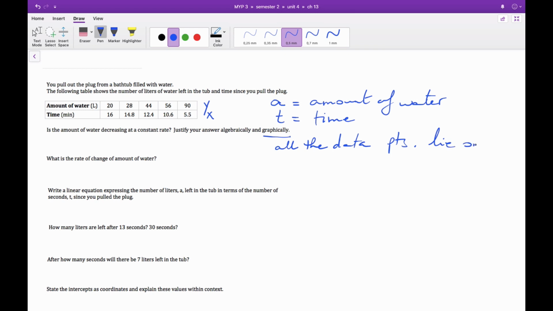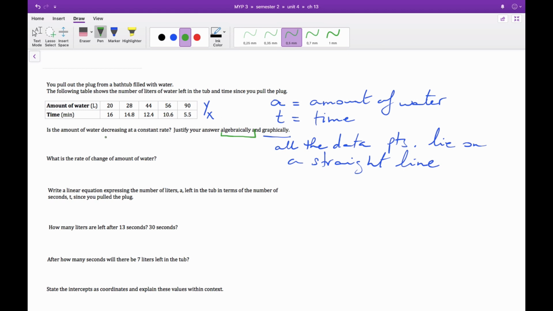Lie on a straight line. Correct. Now, we're just eyeballing that, so that's not a proof of any kind, but it gives us a sense of what's going on. And then we have to do it algebraically. So how do we show that the amount of water is decreasing at a constant rate?